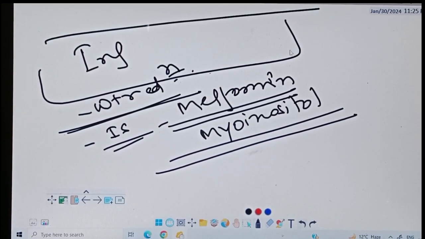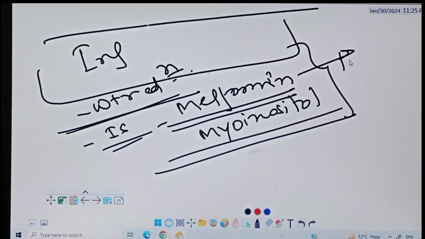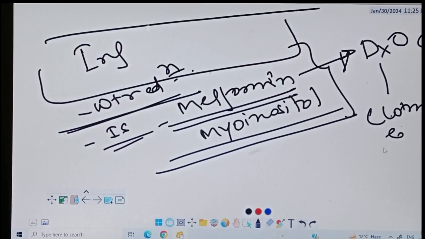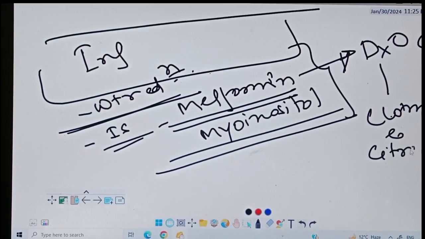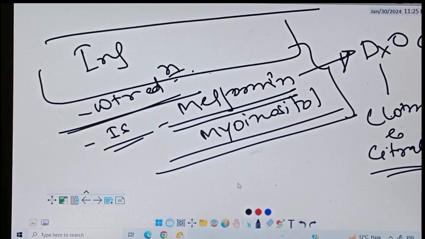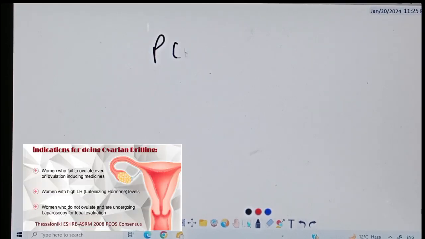Next, if they are all failing, metformin is also used as an ovulation induction drug, but the drug of choice is clomiphene citrate. We'll discuss in another class what clomiphene citrate is, what the mechanism of action is, and all. For the time being, know that clomiphene citrate is the drug of choice for ovulation induction. And next, what is the last treatment? The last treatment is polycystic ovarian drilling.